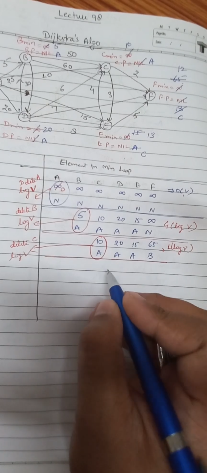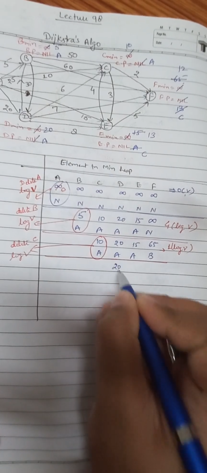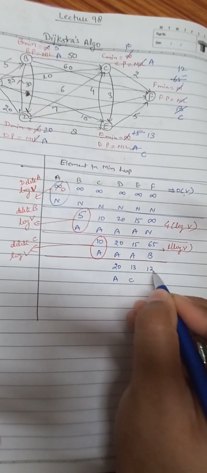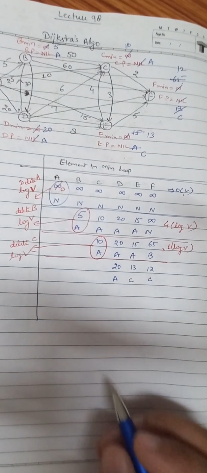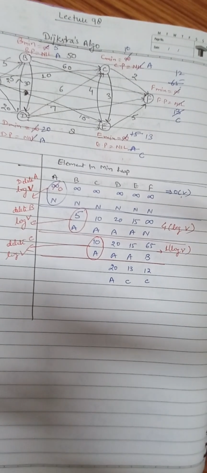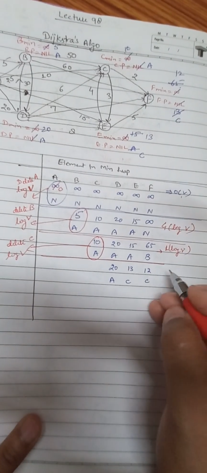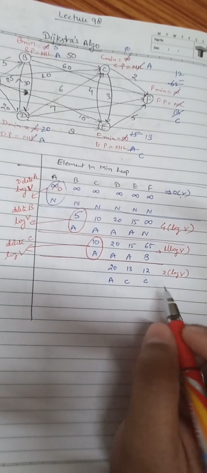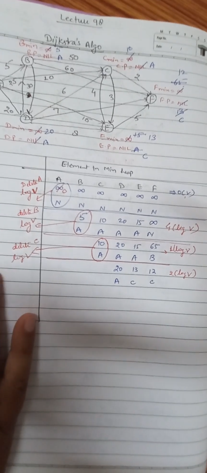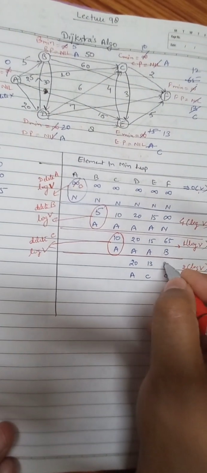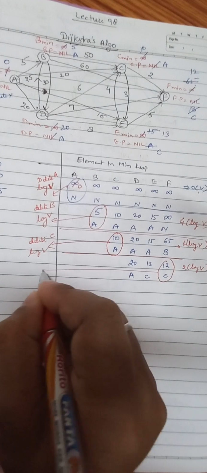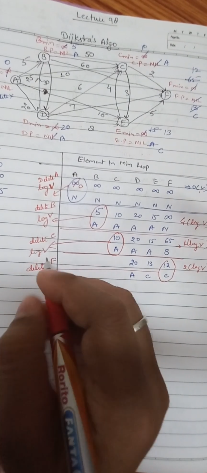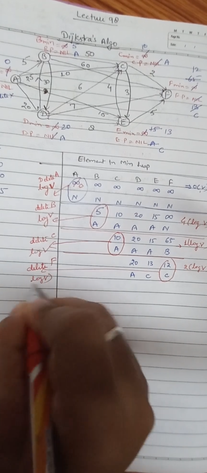So now we are writing the updated one. So what will the values be? 20A, here it will be 13C, and here it will be 12C. So how many changes occurred? 2 changes. So we can say 2 log V comparisons and 2 changes, right? Now we have to delete the minimum one. So again log V comparisons we have to do. So we are deleting the F node and log V comparisons.